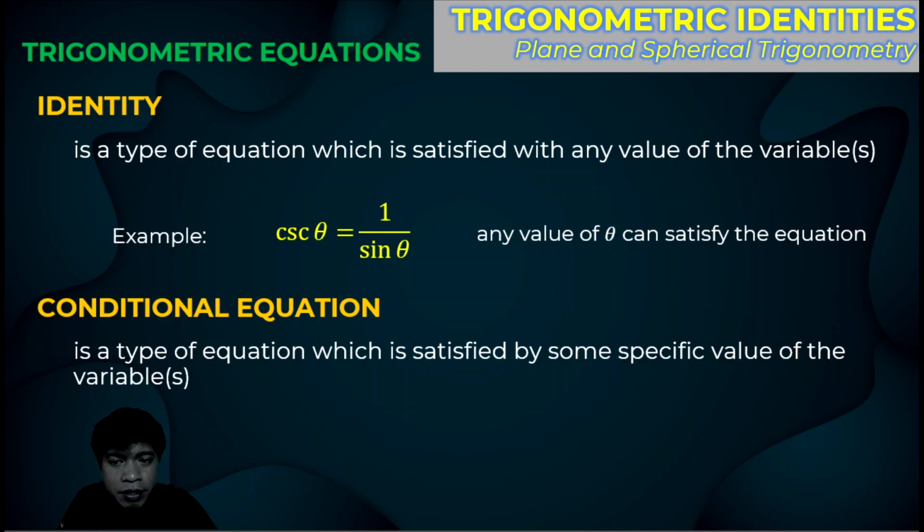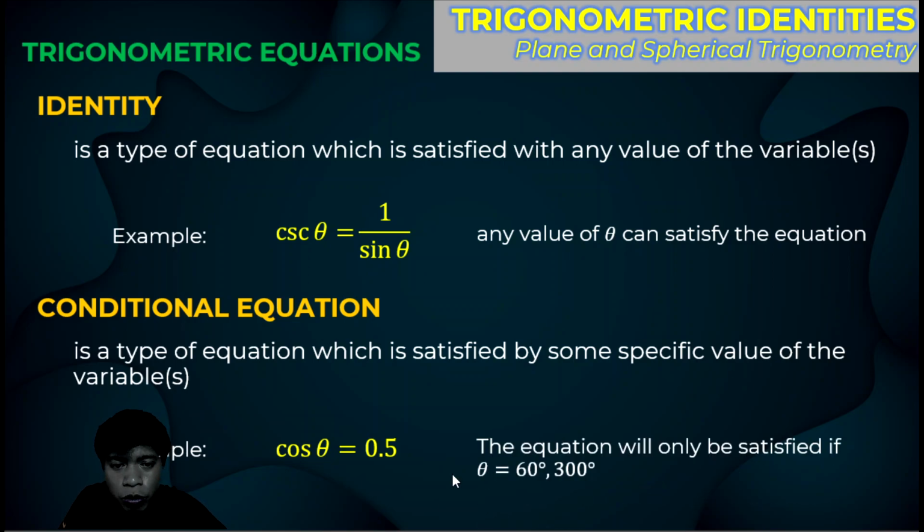by some specific value of the variables. Example nito is katulad nitong equation na to, cosine theta is equals to 0.5. So dito sa case na to guys, hindi lahat ng value ng theta, pag sinasubstitute natin dito yung value ng theta, ay pwedeng is equals to 0.5. Hindi lahat pwede ganoon, di ba? Pero lamang specific type na value na kayang makasatisfy nitong equation.